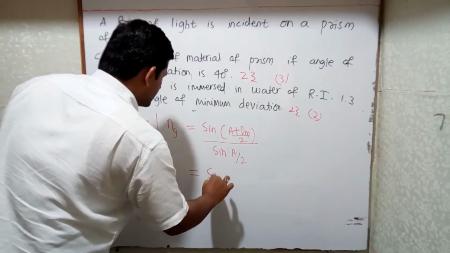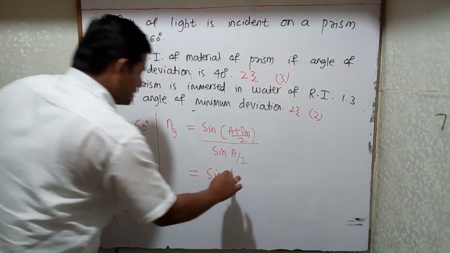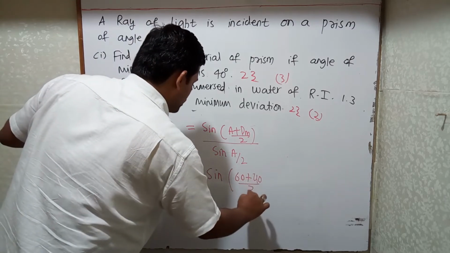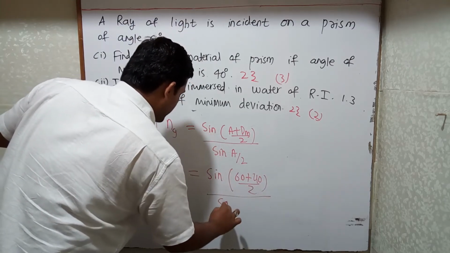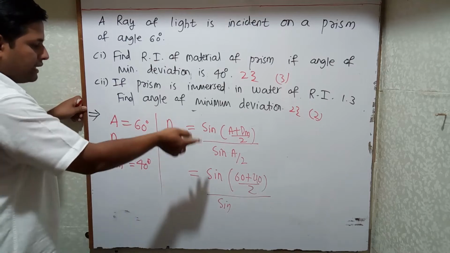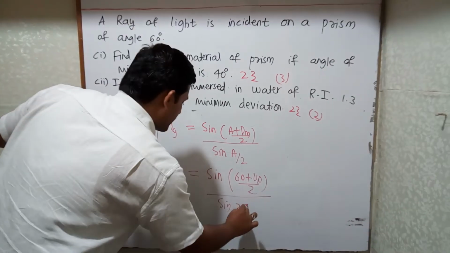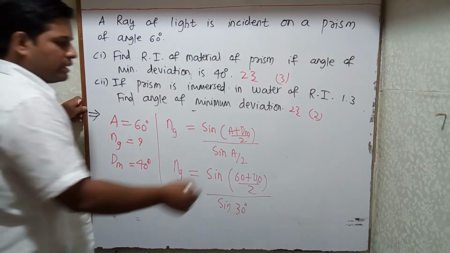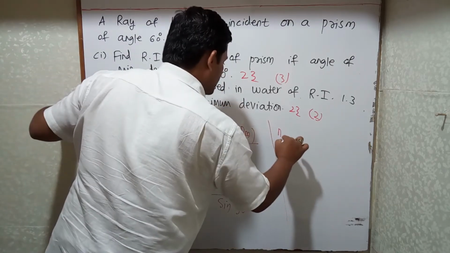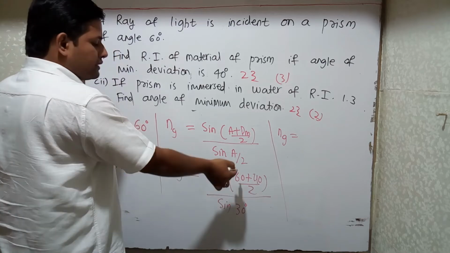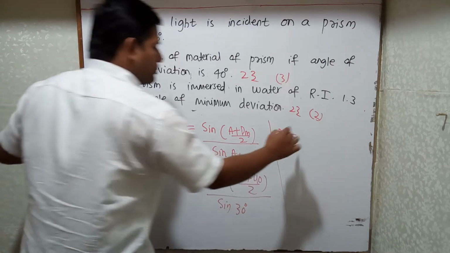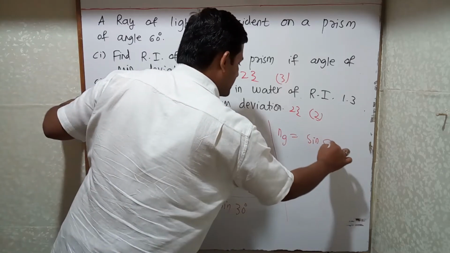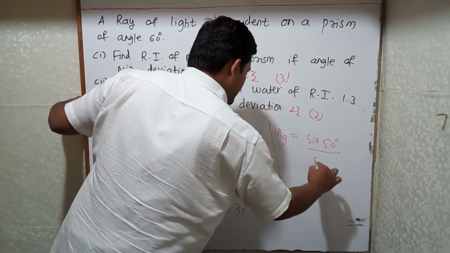So then we'll write sine of, what is A? It is 60, plus what is dm? 40, divided by 2, divided by sine of A by 2. What is A? 60. A by 2 means 30 degree. So this is going to be Ng. Now you can solve this easily. Ng equals sine of (60 plus 40) divided by 2. 60 plus 40 is 100, 100 by 2 is sine 50 degree, divided by sine 30 degree.